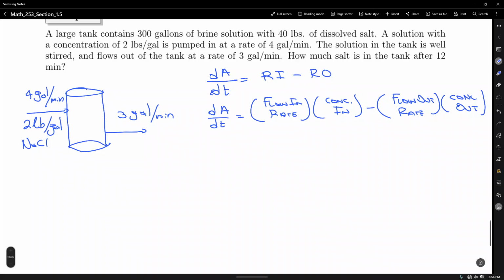Also, the fact that we have different flow rates is going to make the equations likely different. All right, so dA/dt, that is flow in rate. That is the speed or the rate at which the solution is coming in. Isn't that 4 gallons per minute? And the concentration in, which is 2, minus the flow out rate, which is, what was that, 3? That is 3 times, and here it is going to be a little tricky, the concentration out.